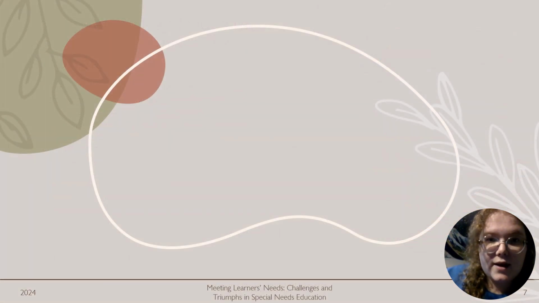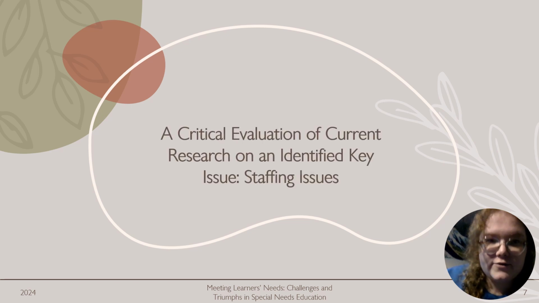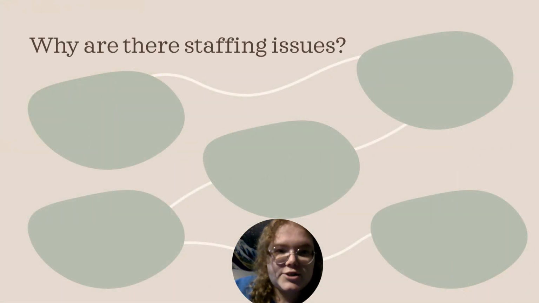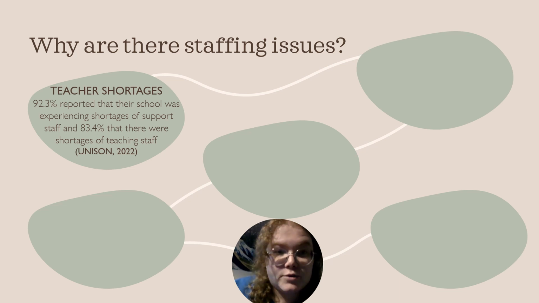To a critical evaluation of current research on an identified key issue, and so we're going to talk about staffing issues. So why are there staffing issues? And there are teacher shortages. It's reported 92.3% of schools are experiencing shortages of support staff, and 83.4% are experiencing shortages of teaching staff.